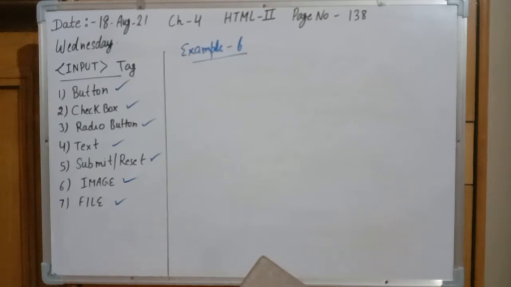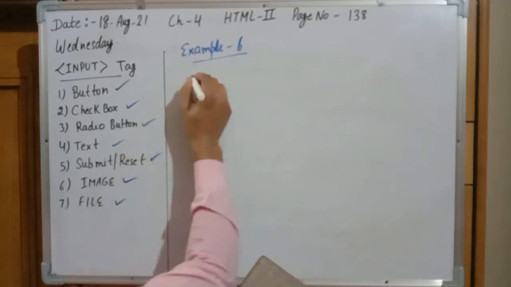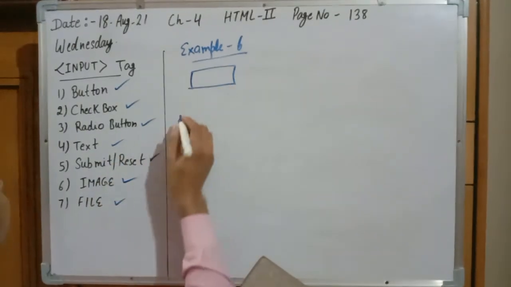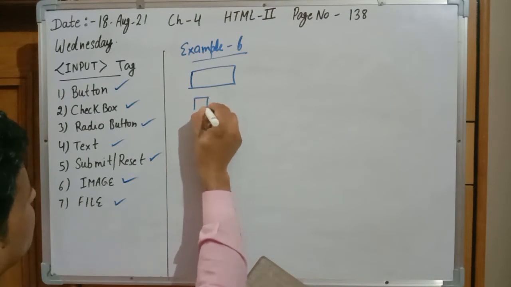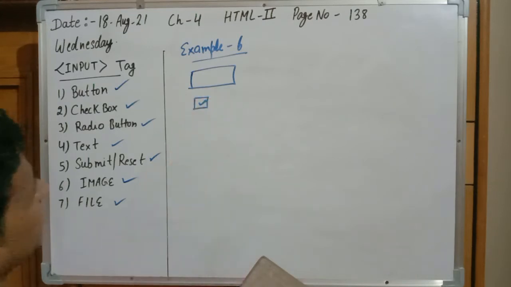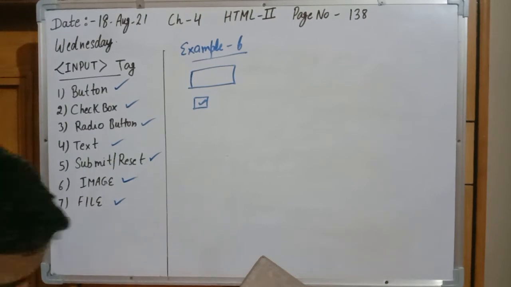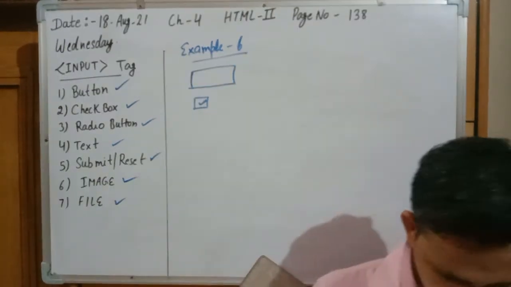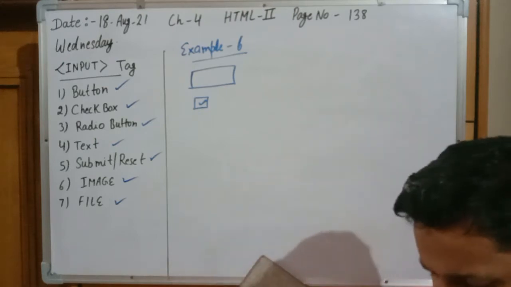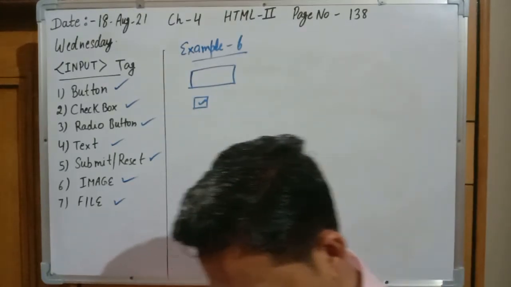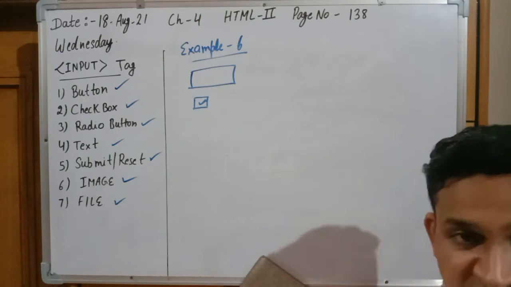Next type is checkbox. Checkbox will be of this type. Either it can be selected, or it can be deselected. They are generally used in multiple choice. We can select multiple values at the same time. That is the concept of checkbox. So in example number 6, we have used the input tag with 3 attributes. First attribute was type, second attribute was value, and third was name.